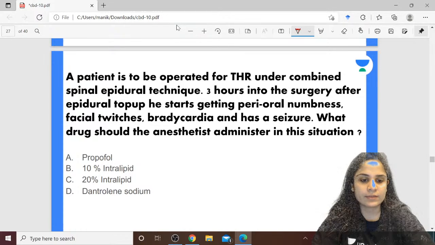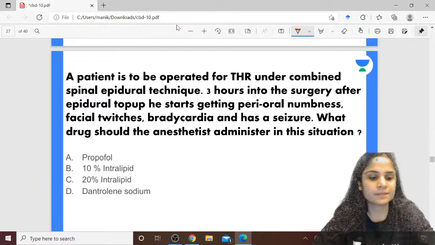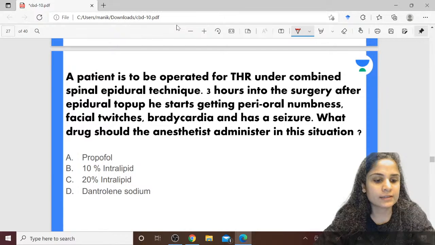Okay, so Rishi is saying 20% intralipid. Anyone else? Staphylococcus is saying 10% intralipid. Staphylococcus late for class.